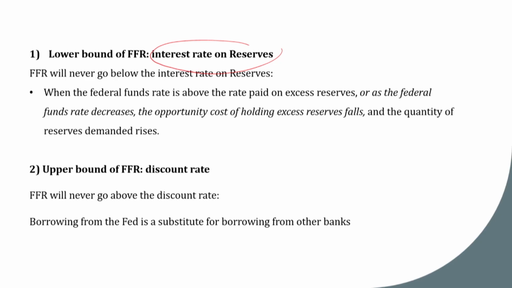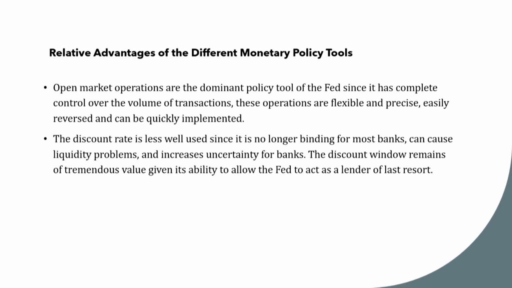And then the upper bound of the FFR is determined by the discount rate. FFR will never go above the discount rate, because borrowing from the Fed is a substitute. Suppose the Fed fund rate is above the discount rate, then no one will borrow from the Fed fund market. They can directly borrow from the central bank. So that means the lower bound and the upper bound are influenced by the central bank using the interest rate on reserve and the discount rate respectively.